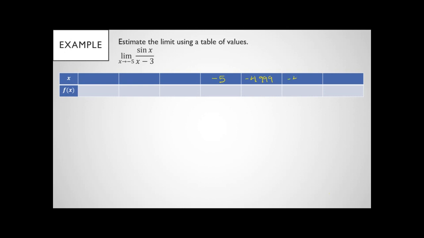And then it would be -4.99 and -4.9. And then in the other direction, it's -5.001, -5.01, -5.1. So that's how you'd fill in the table if it was somewhere else, approaching -5. So again, I'm going to use Desmos.